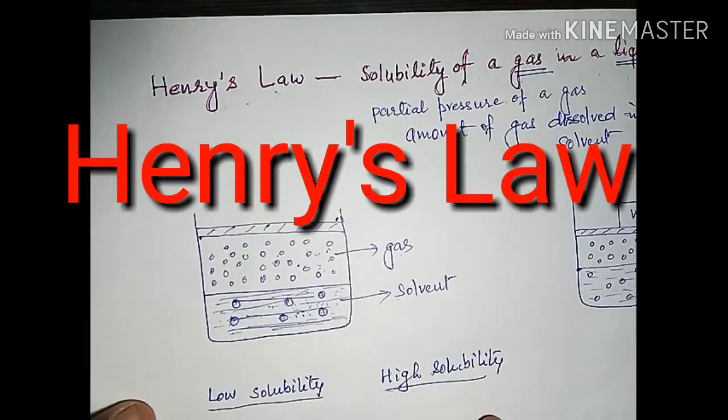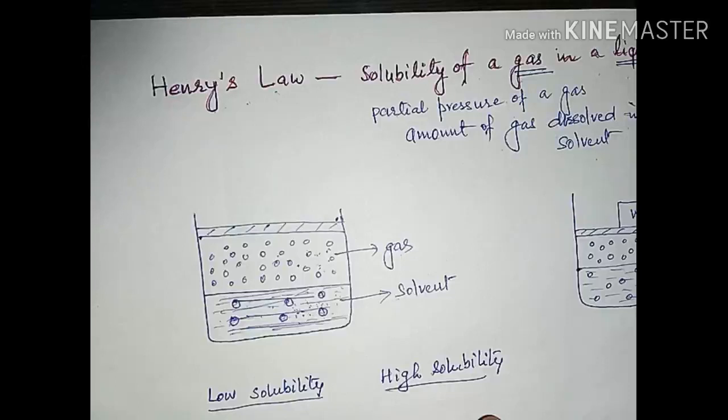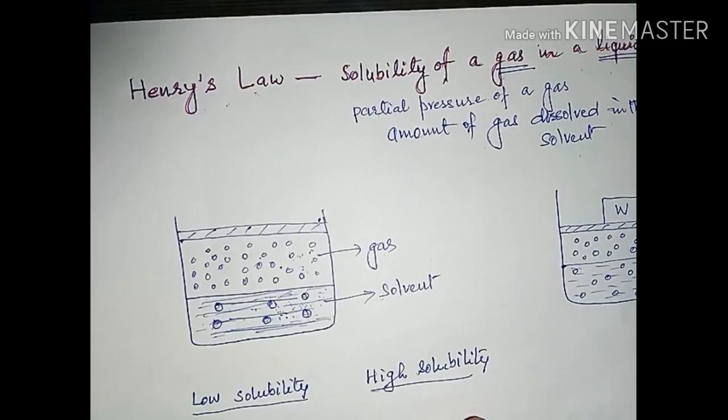As we know, aquatic animals survive in water due to dissolved oxygen. Like fishes, they have a special arrangement like gills through which they can absorb oxygen dissolved in water. So mostly the gases, when they come in contact with liquid or water or some other solvent, get dissolved.